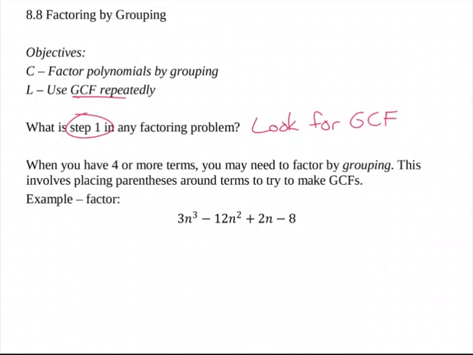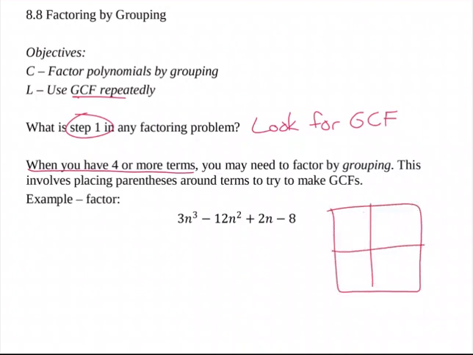Now, when you have four or more terms, so look at this polynomial that we have here as an example. There's four terms there. You're going to need to factor by what they call factor by grouping, okay? But for us, what we're doing is we're going to do this other method, which is the box. So here's how it's going to work. What we're going to do is draw our box.